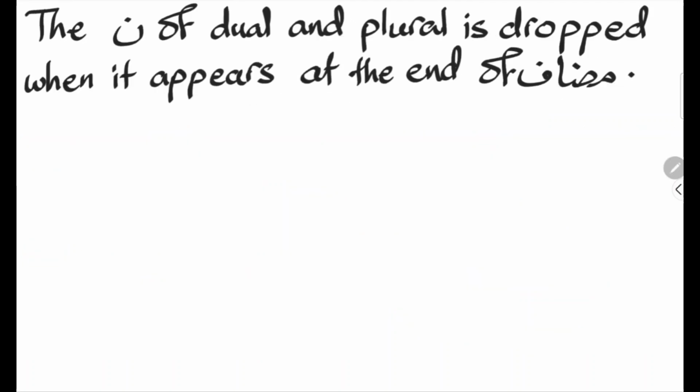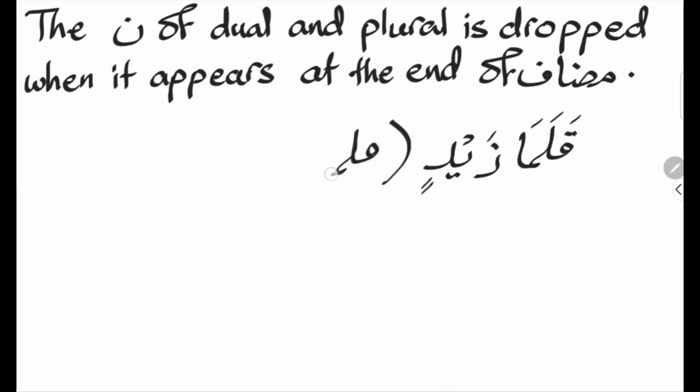For example, if you want to say Zayd's 2 pens, so 2 pens is going to become a mudaf. It's the thing being possessed. So when you write this down, instead of saying qalamani Zaydin, meaning Zayd's 2 pens, you're going to recite and you're going to write qalama Zaydin. You're going to drop the noon. Originally, qalama Zaydin was qalamani Zaydin. But since it was mudaf, you drop the noon. That's what you do.